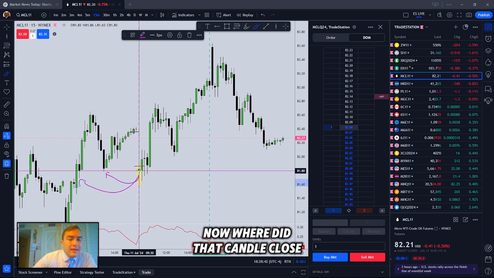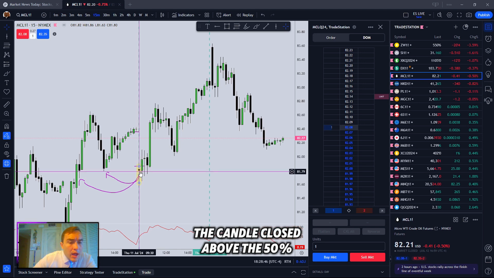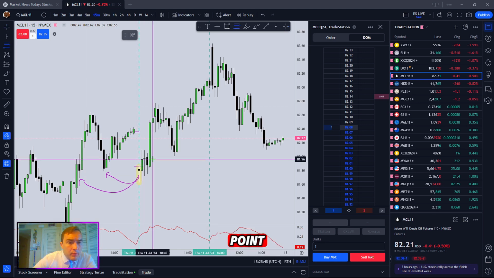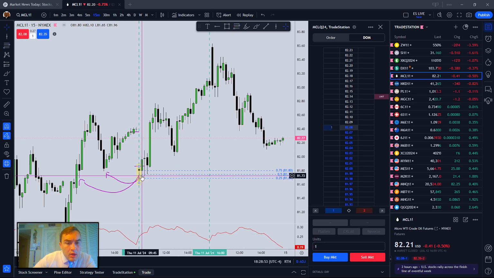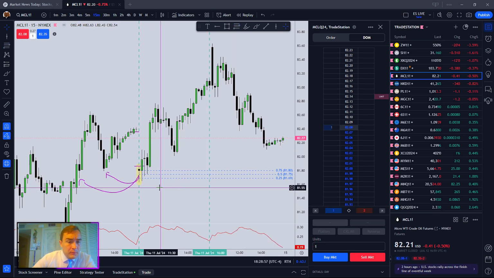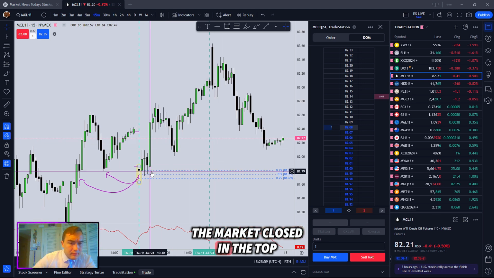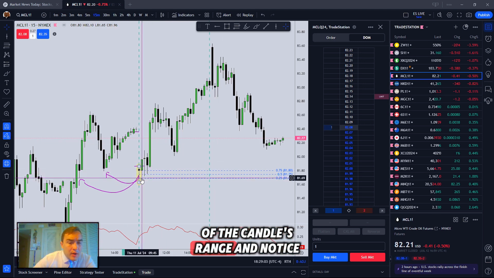Now, where did that candle close in relation to itself? The candle closed well above the 50% point. So we take the range of that candle into quarters. Notice that the close is at 81.80. So that candle closed in the top quartile of the candle's range.